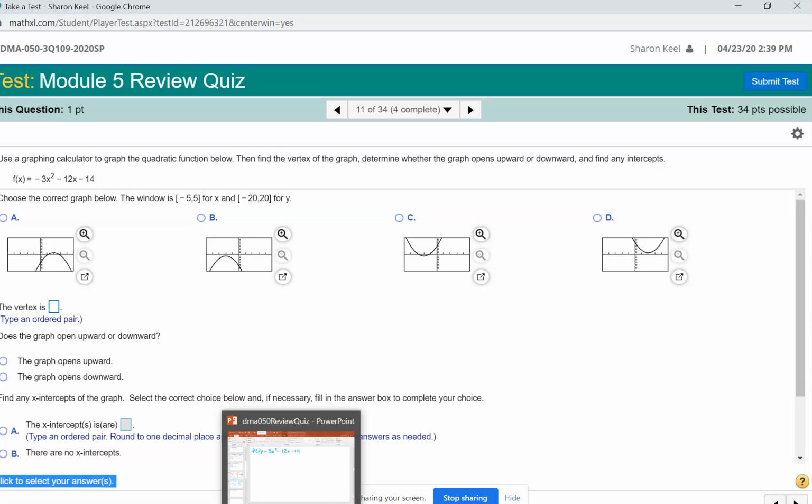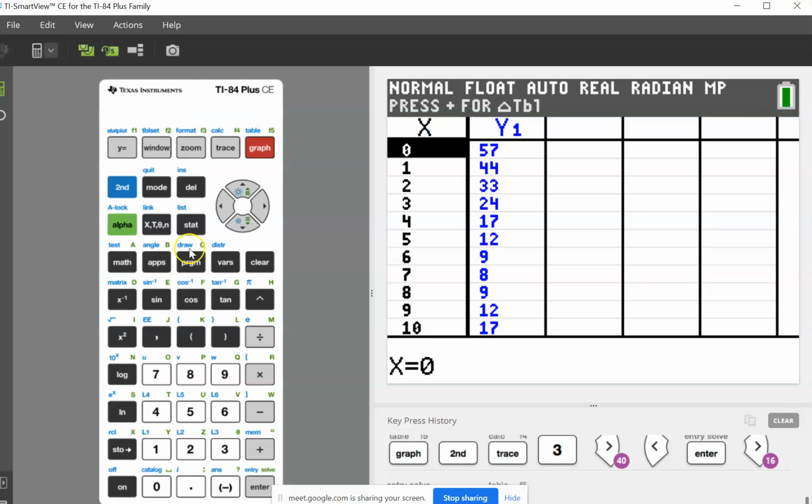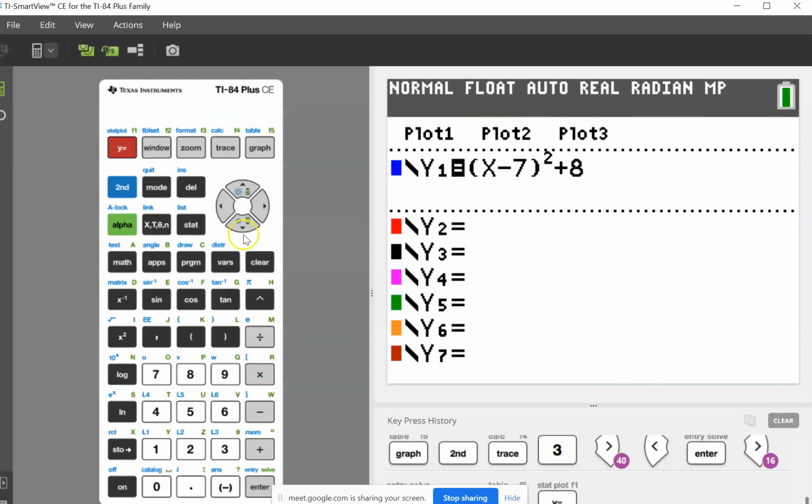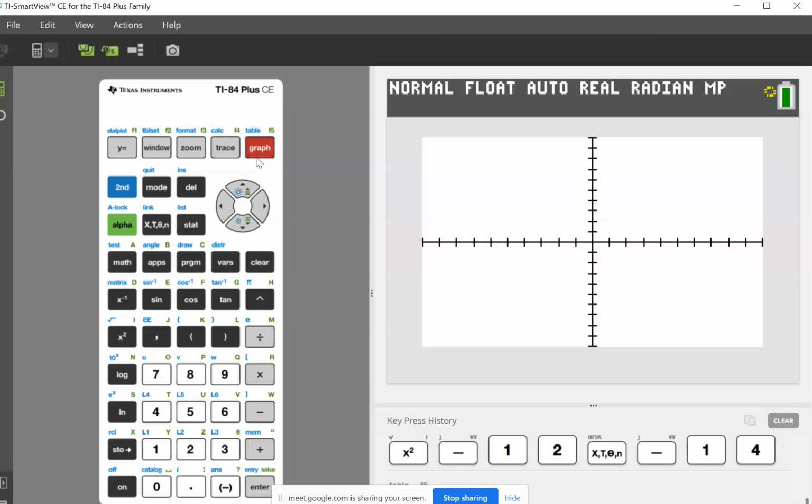So how do we go about graphing this on our calculator? We're going to go to y equals, clear, and type in negative 3x squared minus 12x minus 14. We're going to press graph to view it. Here we are at our standard view. Notice the parabola, the vertex is here at the top, in quadrant 3.